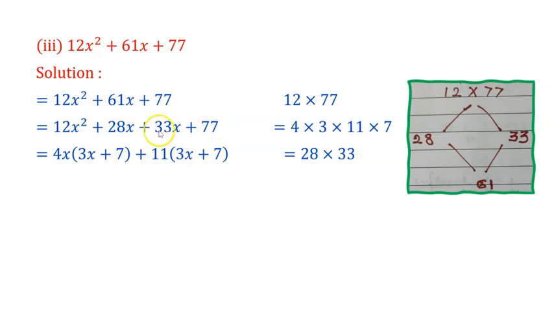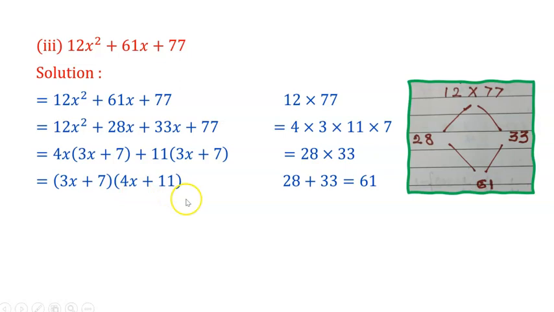From these two terms, again, we cannot take x as a common because here is only 77. 33 can be written as 11 into 3. 77 can be written as 11 into 7. Therefore, take 11 as a common. Then in bracket, you will get here 3x plus 7. Now again from these two terms, 3x plus 7 as a common. Then the remaining terms, that is 4x plus 11 in another bracket. Okay. Now these are the factors of 12x square plus 61x plus 77.